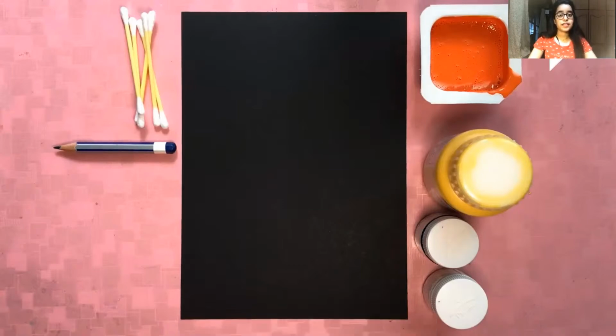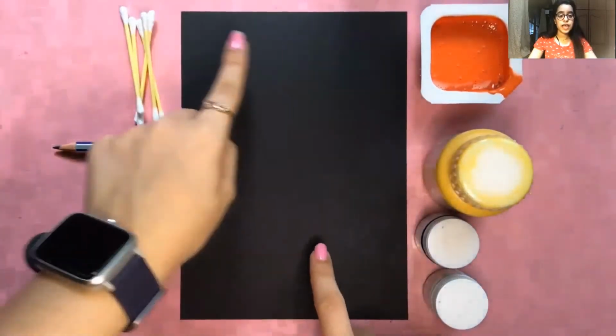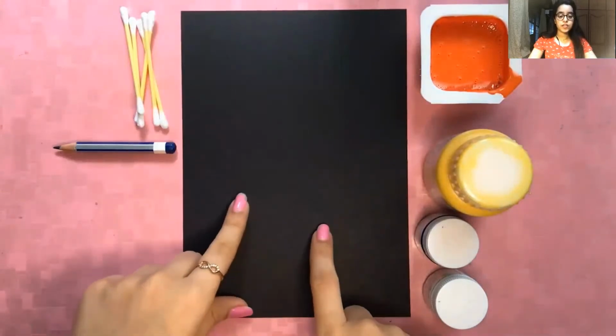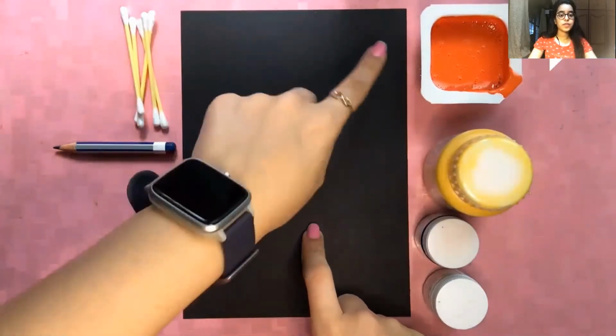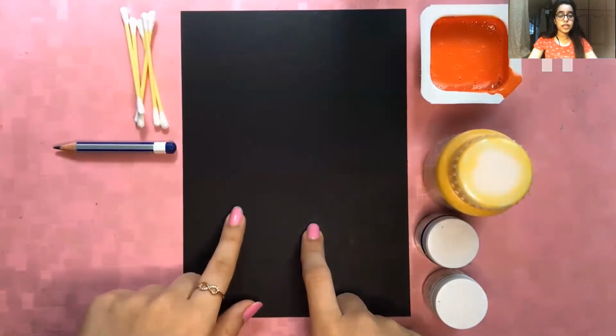So first of all, let's discuss the art materials that we need for today's class. So the first, we need an A5 size black sheet. So this time we're using an A5 size black colored sheet. In case you're not having a black tinted paper or a black paper like this, you can also make use of your regular white papers that you have.